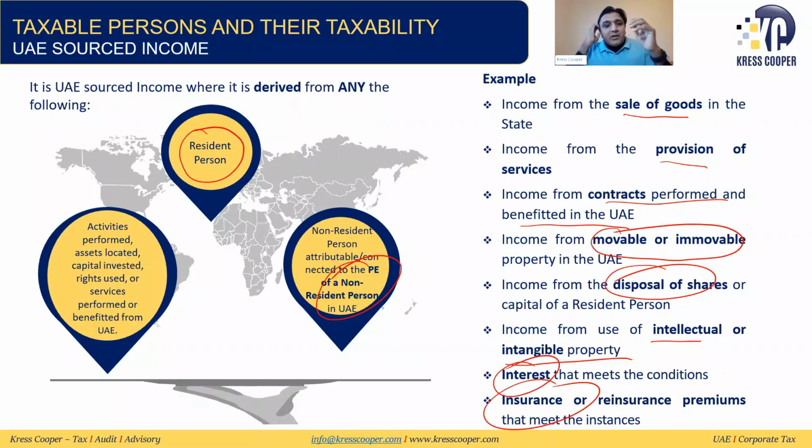income from intangible property, interest income, insurance. There are a lot of ifs and buts regarding this, which we'll discuss in detail. So at the outset, we can say there are three different types of income of a non-resident person. If the non-resident is deriving income from the resident person, if income is attributable to the PE of the non-resident person which is in the UAE, or if the non-resident is performing any activities that have been mentioned here, then it will be considered that the non-resident has UAE-sourced income.